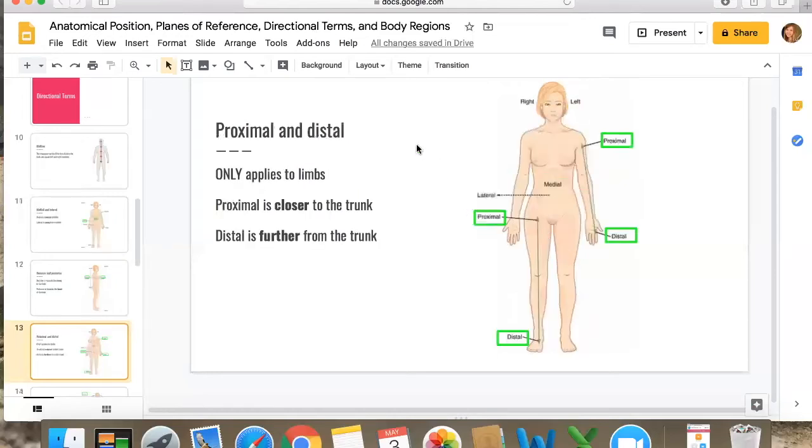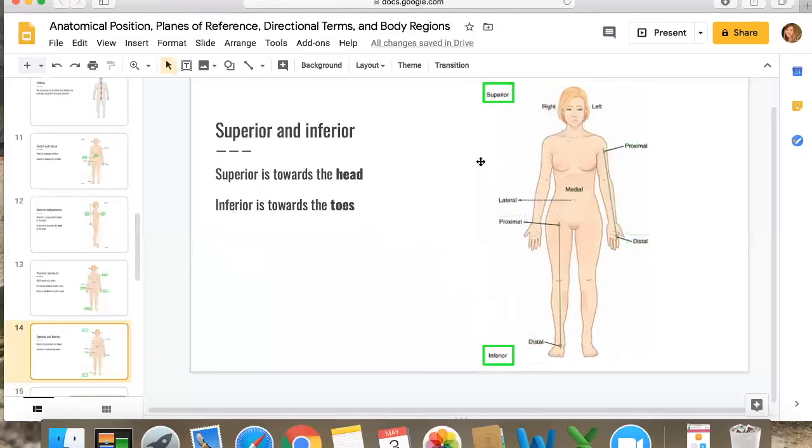Proximal and distal, this is only going to apply to limbs here. When we're looking at proximal, that means that it's closer to the trunk or closer towards the general mass of the body. And distal is further away from the trunk. Same thing on the leg down here as on the arm up here. So you would say that the knee is proximal to the ankle, or the ankle is distal to the knee.